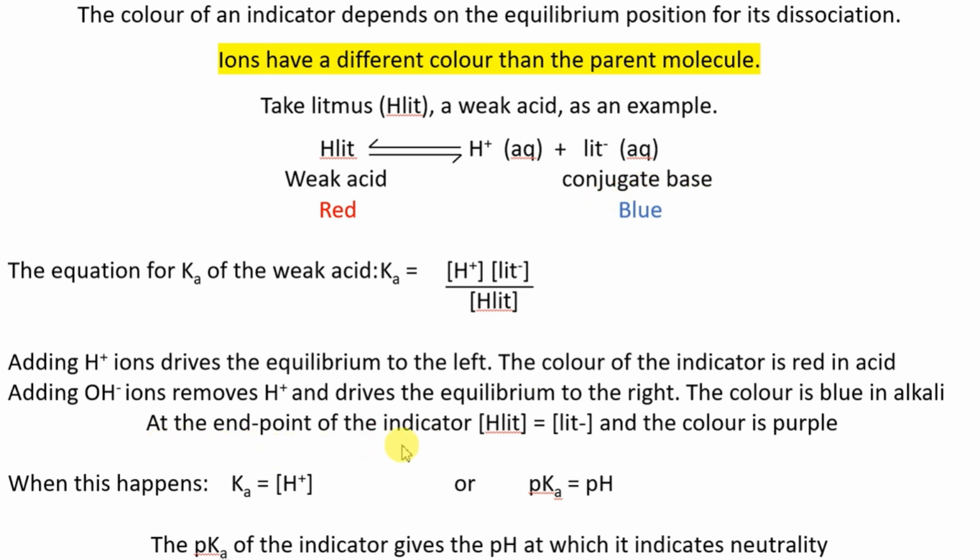At the endpoint of the indicator, the concentrations of HLIT and LIT- are equal, and the color is purple, a mixture of red and blue. When this happens, Ka equals the concentration of hydrogen ions in my equation, as the concentrations of LIT- and HLIT cancel. And if Ka equals [H+], I can say pKa equals pH. The pKa of the indicator gives the pH at which it indicates neutrality.